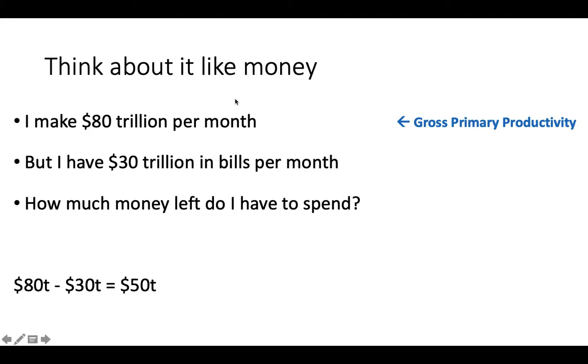How does this compare to primary productivity? Well, the total amount of money I made is like the gross primary productivity, the total amount of energy produced. What bills do I have to pay? What costs does the plant have to pay to maintain its lifestyle? Cellular respiration. What's left over is the net, right? That's why people say I'm worth my net worth as opposed to my gross worth, right? So the net primary productivity is how much is left over that the plant has to spend on building new biomass.